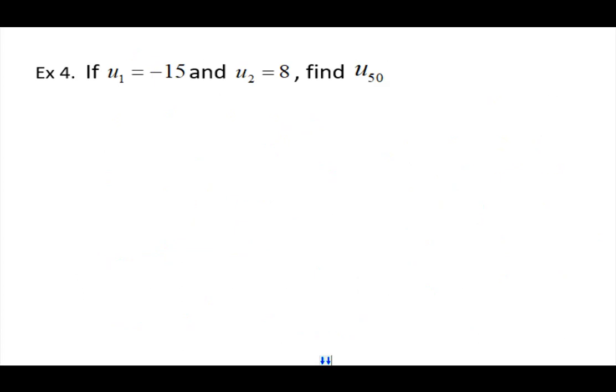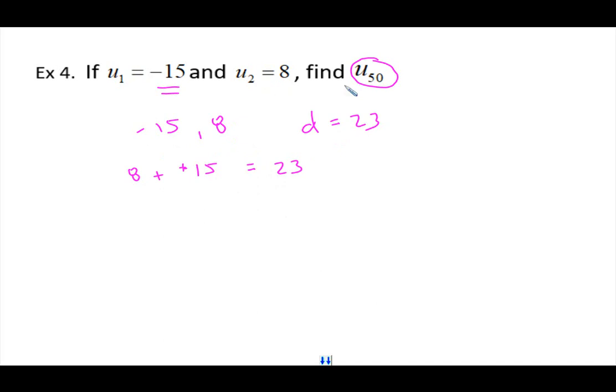Alright, so this problem here is a slightly easier problem because you think about the information that they give us. We know the first term, so that helps. We know the second term, and then we're trying to find the 50th term. Well, since we have consecutive terms, this is the first term of the sequence, this is the second term of the sequence, so we can just subtract them to find the common difference. So if I do 8 minus negative 15, the negative and negative become positive, so that's going to give me 23. So I just figured out that my common difference is 23.